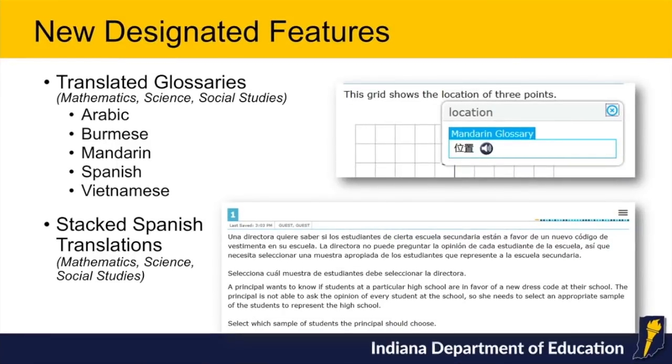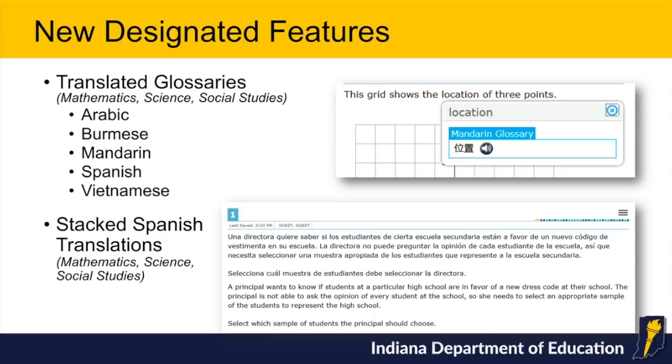There are a few new designated features that I would also like to highlight. Translated glossaries are now available in mathematics, science, and social studies, as well as Spanish translations of test content. Translated glossaries work just like the English glossary, which is available to all, but they provide definitions in the additional language. The translated glossaries also provide audio versions of the word definition. This new feature allows students who may use additional languages at home to show the knowledge and skills that they have achieved without being confused by the language that's used in the question.